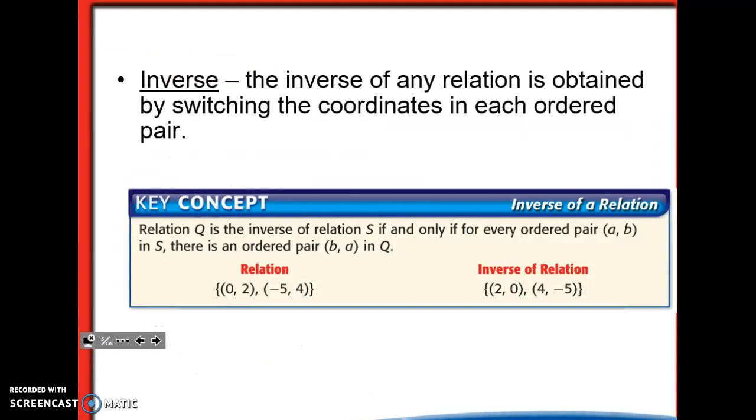The third vocabulary word is inverse. The inverse of any relation is obtained by switching the coordinates in each ordered pair. So we have a relation down here, 0, 2, and -5, 4 are our two ordered pairs. To find the inverse of the relation, you just switch the x and y value. So I'm flipping, y is now x, so I have 2, 0, 4, -5. Please copy this down in your notes.